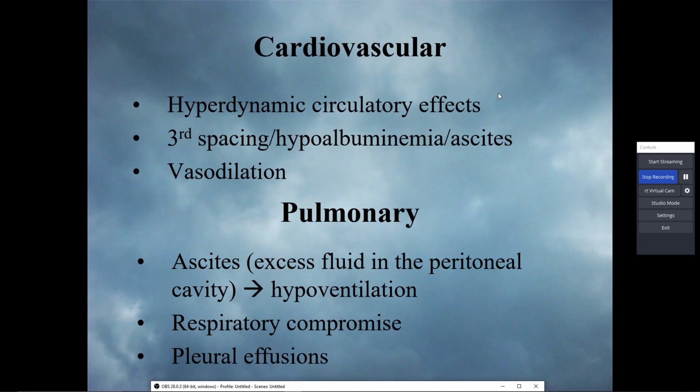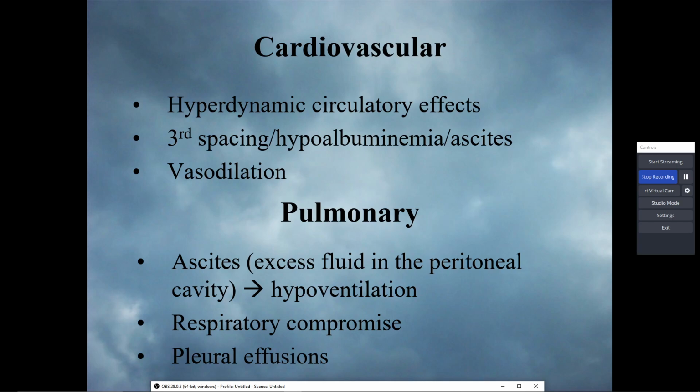Cardiovascular. Let's talk about this one right here. The second one, I want to touch on that. So this second one, the third spacing and the hypoalbuminemia, excuse me. What's happened is either one of two things has happened. We've either had a destruction of albumin, which is usually not the case, or we have decreased regulation and production of albumin, which is indeed usually the case.